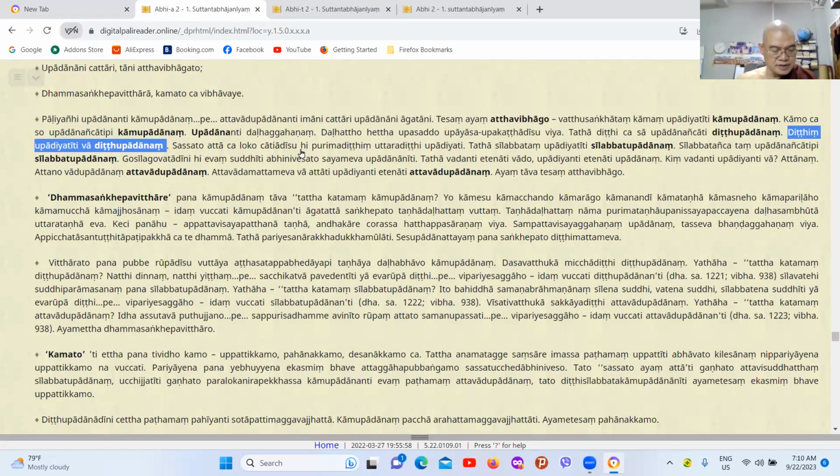Purima ditthi, uttara ditthi upadiyati. The subsequent ditthi clings to the preceding ditthi. Purima ditthi is the object here. Uttara ditthi is the subject. Uttara ditthi takes purima ditthi as the object.